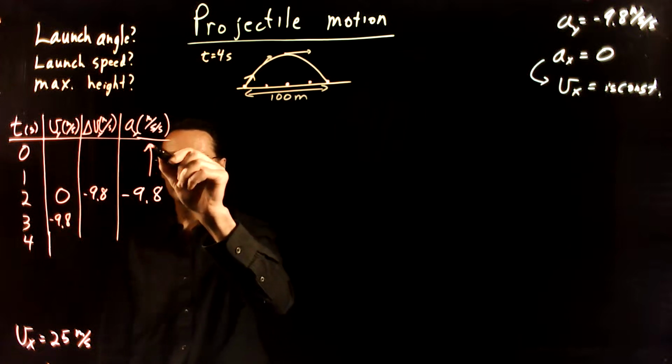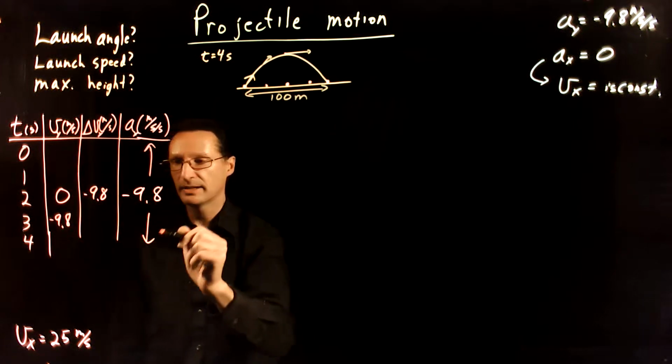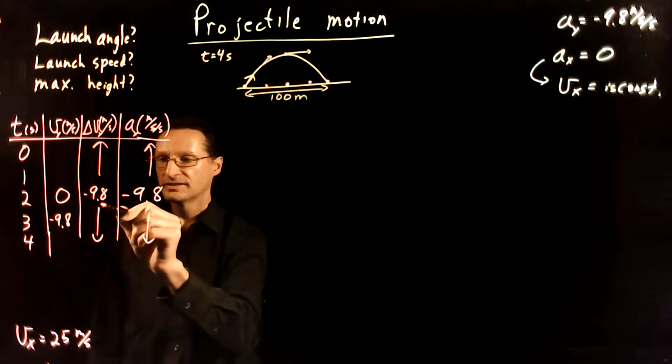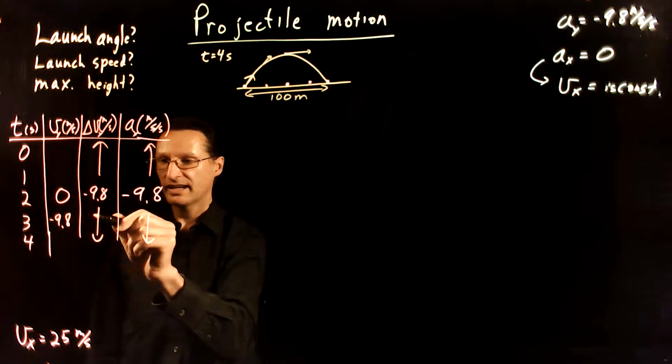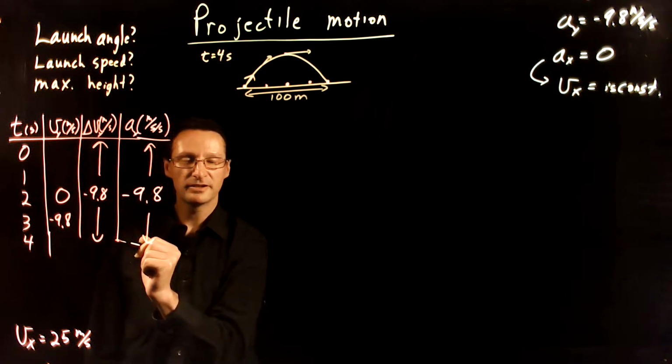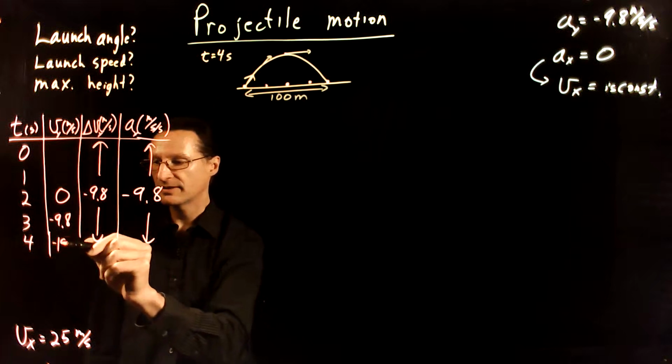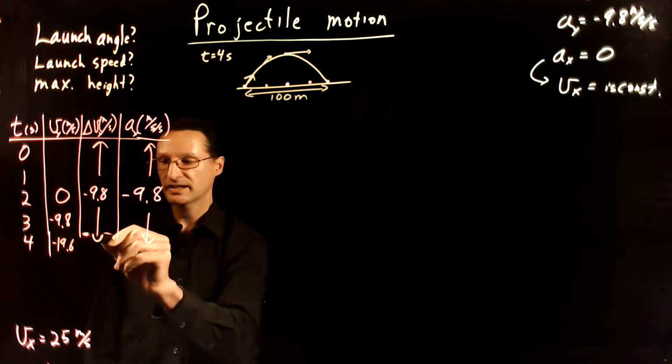And this is negative 9.8 all the way up and down. Same for this. So each second I need to add negative 9.8 meters per second to the velocity. So after 4 seconds, it's going to be negative 19.6 meters per second.